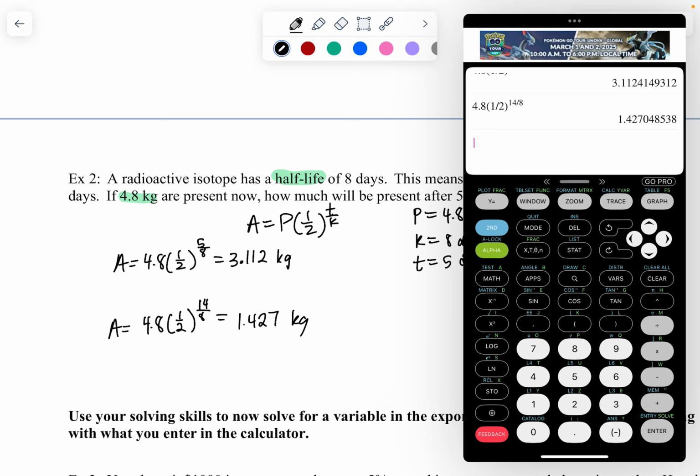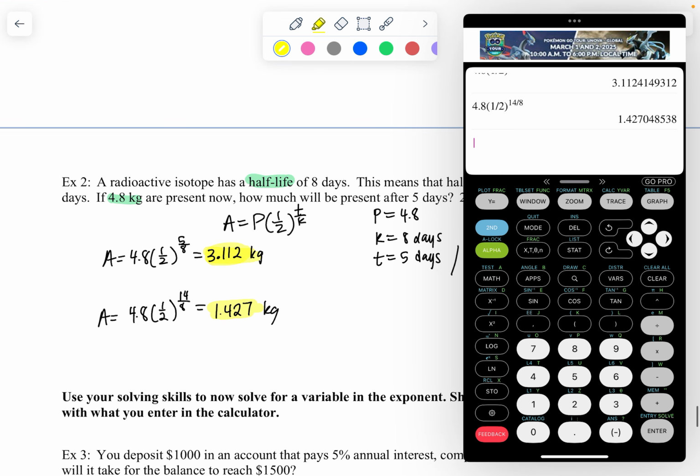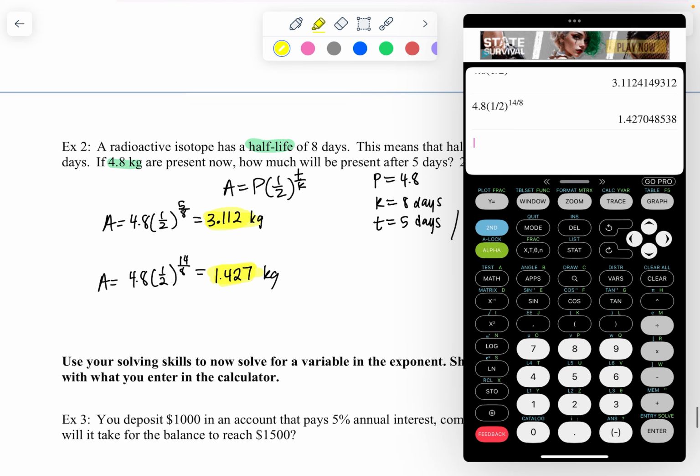Okay, so that's how much would be remaining after 5 days and then after 14 days. Since the half-life is 8 days, you still have more than half remaining after 5 days. We have less than half after 14 days. So these answers make sense.